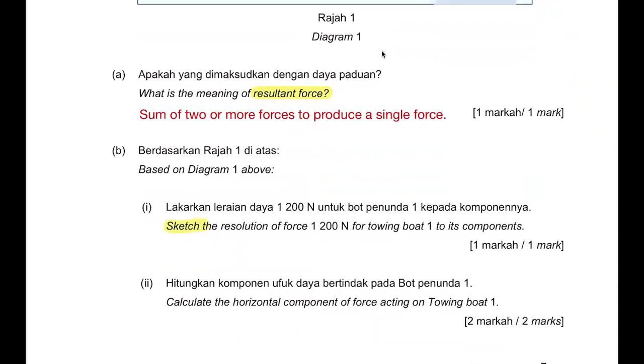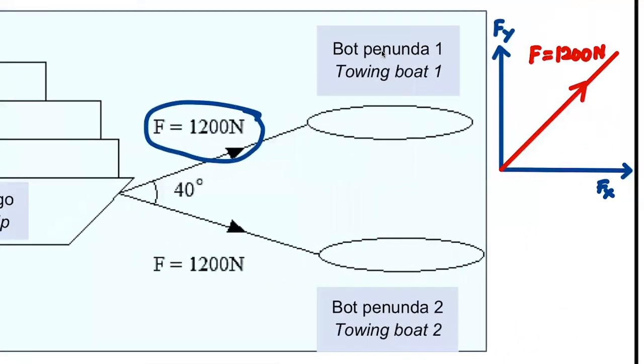Calculate the horizontal component of force acting on towing boat one. Horizontal component, we are referring to Fx. Jadi, macam mana kita buat? Oh ya, satu lagi. What about the angle? What is the value of this angle here? Is it 40 or 20?